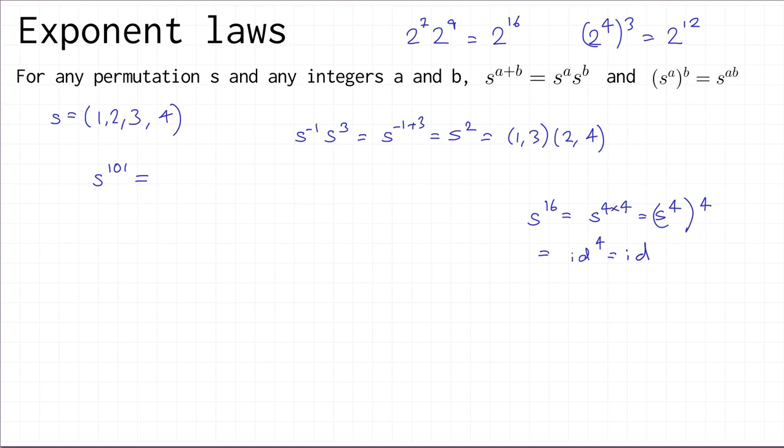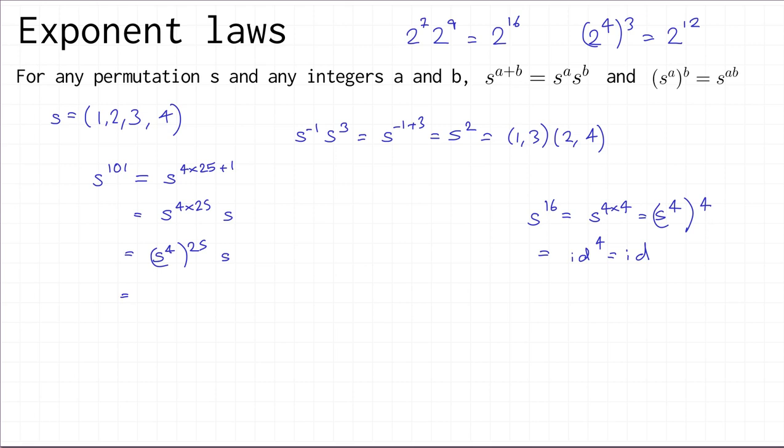So 101 is not a multiple of 4. But we could just look at what's the biggest multiple of 4 that we can fit inside 101? Well, it is 4 times 25 plus 1. Okay, now we can use some exponent laws in our favor to make this easier. So we could write this as S to the power something plus something. So we can write it as S to the power 4 times 25 times S. Alright, and now I can use the other exponent law on S to the power 4 times 25. That's S to the 4 all to the power 25 times S.